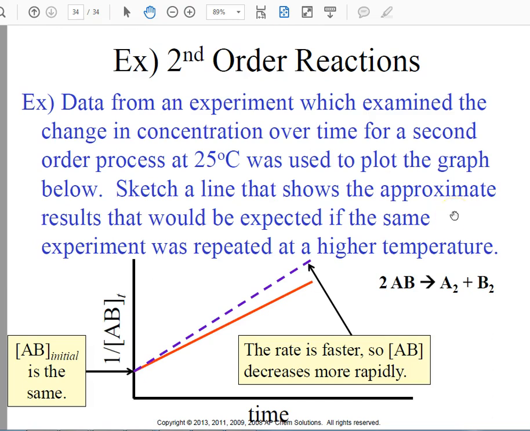All right, so you've seen first order integrated rate law. This is now second order integrated rate law, and that's all for this lesson.